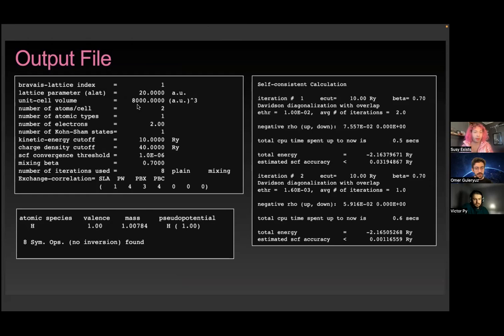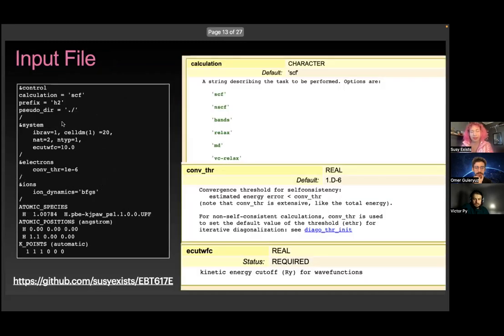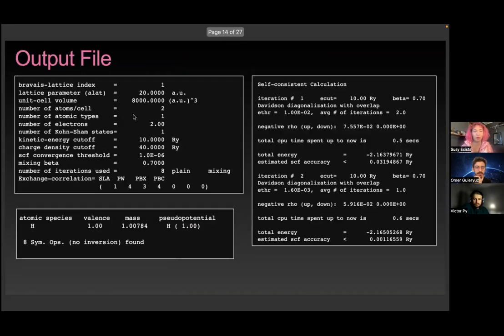Okay, this is our lattice parameter, and then the unit cell volume. Since we have a cube, we just multiply this lattice parameter and then we get our volume. And the other thing is number of atoms in the cell. This is the output file, and the output file is just a better version of the input file, and it tells us what we are giving the computer.